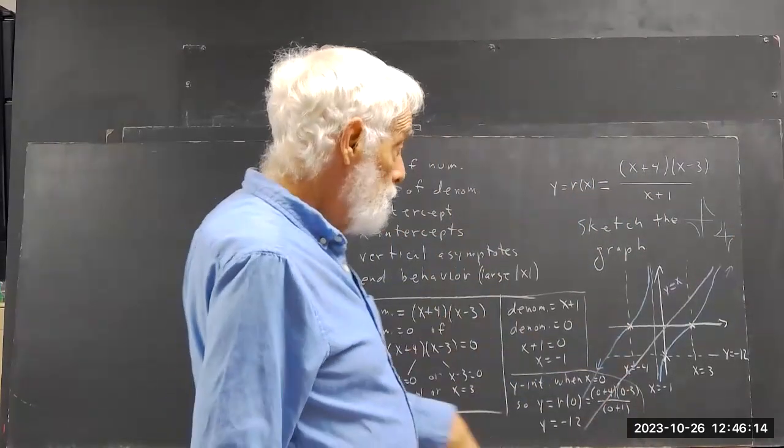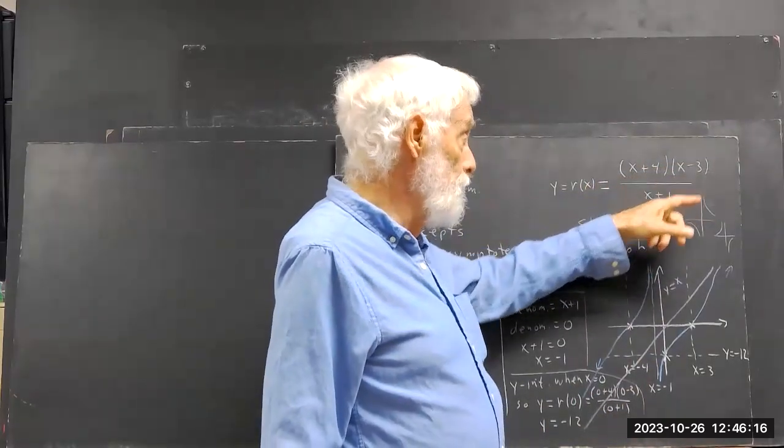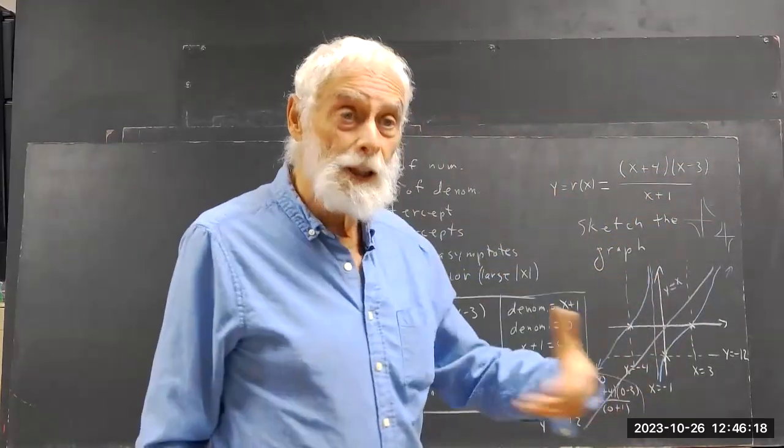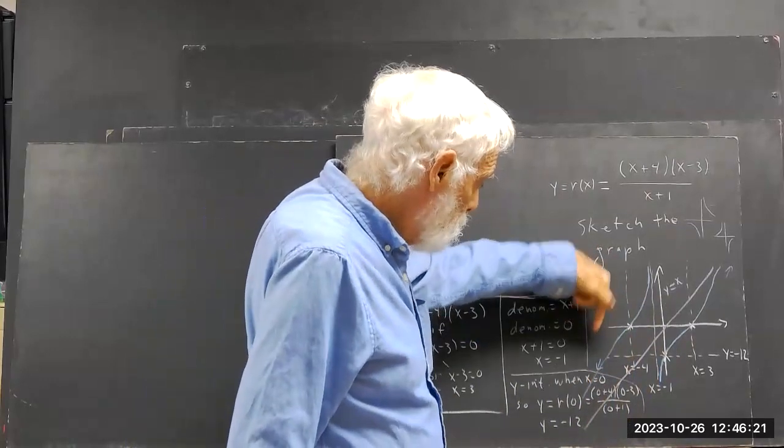And if x is negative a million, well, it's like you've got negative a million times negative a million over negative a million. That comes out negative a million. So you've got to go down here when you go to the left.